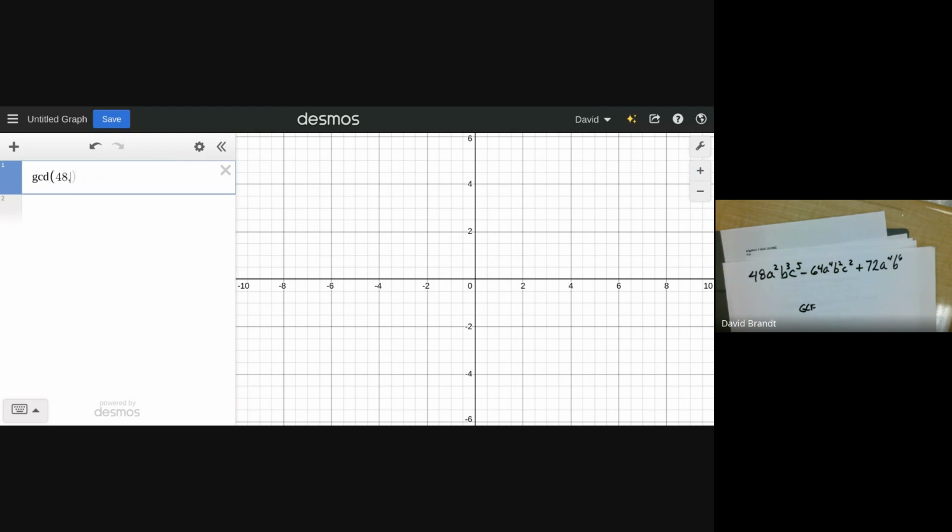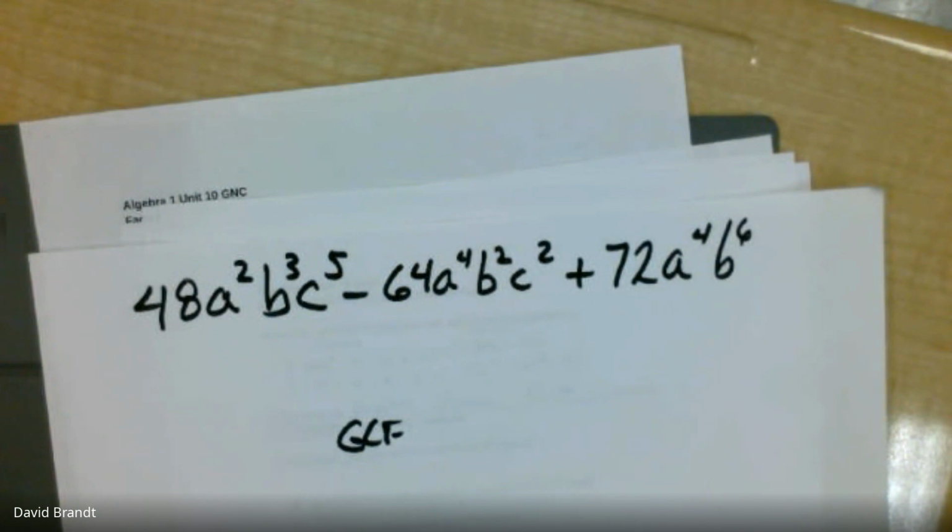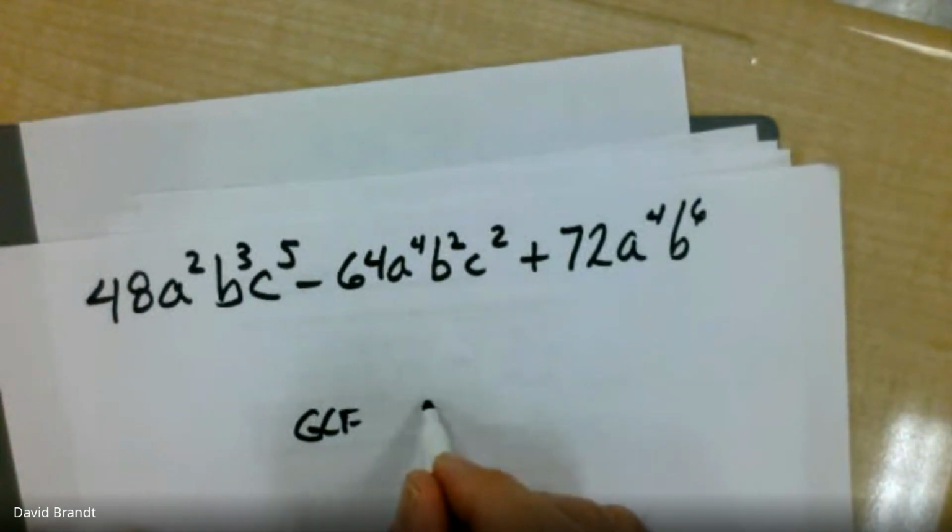48, 64. You don't need to put the negative here. In fact, don't. And 72. What is the greatest common factor? It's 8. So I know that part of it. Just got to do the rest of it. So the GCF is going to be 8.